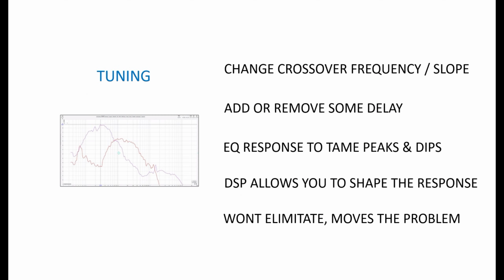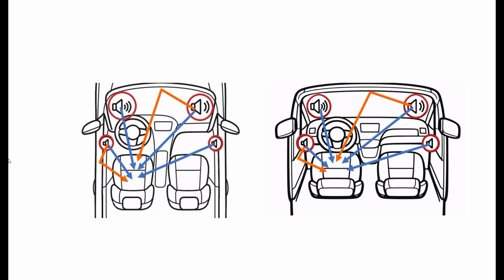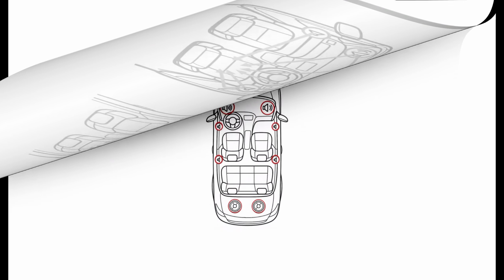So tuning doesn't eliminate reflections or these things in your cabin. What it does is it moves the problem somewhere else to a different point in the car, and it's not any longer at that listening position, right? And that is the magic of tuning.